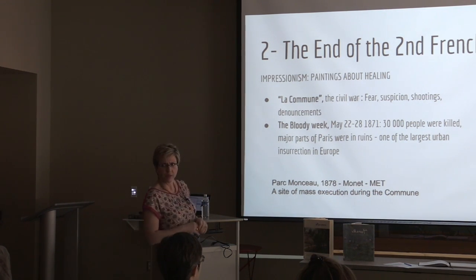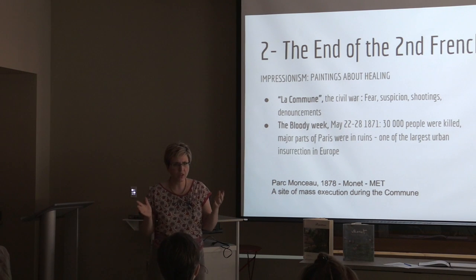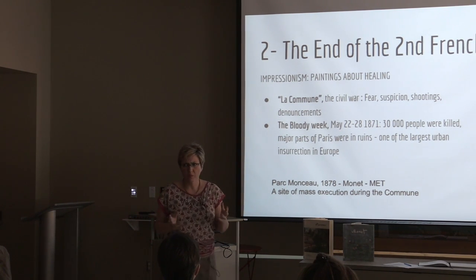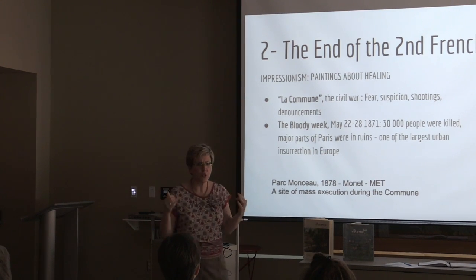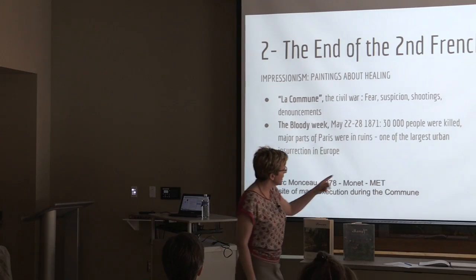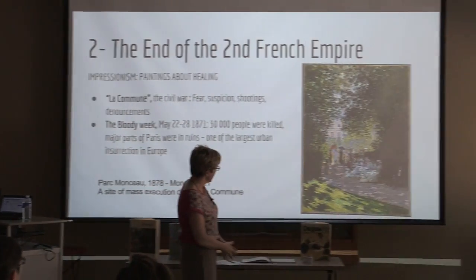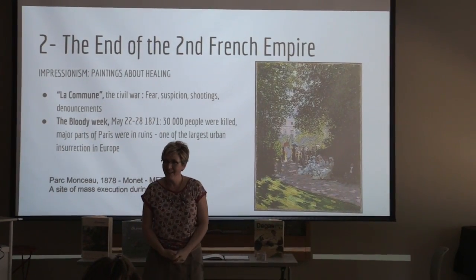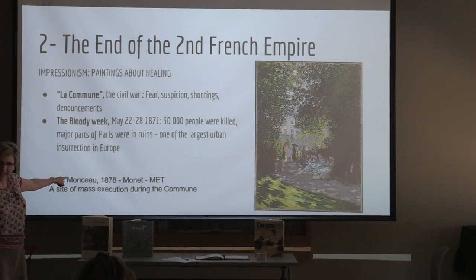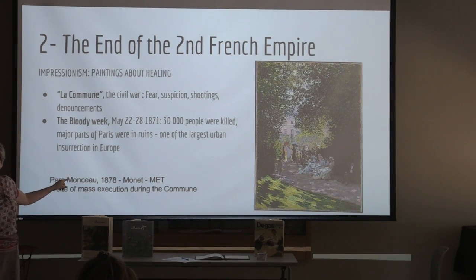And I want to show you something. So I told you, 30,000 people died. Fear, suspicion, Paris is destroyed. All these new buildings built by Haussmann are destroyed. And look at this painting. Isn't it beautiful? Isn't it nice? Done at the same time? It was done in 1878, seven years after the war. The Parc Monceau, a site of mass execution during the Commune.